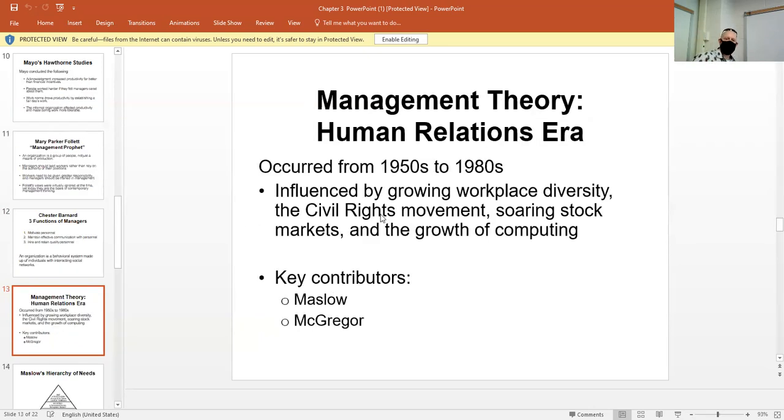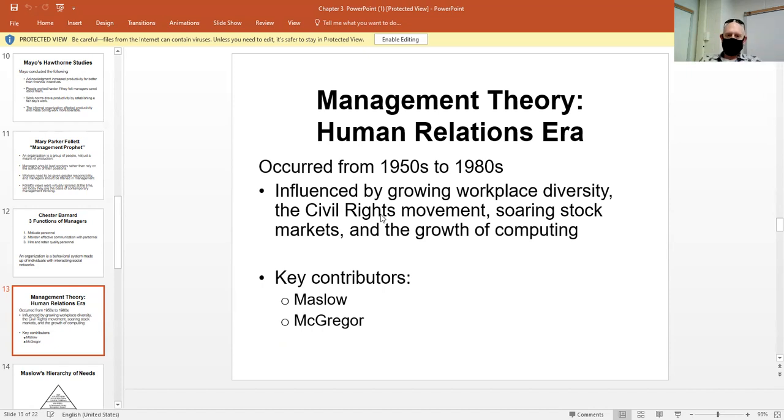Human relations era came from the 50s to the 80s, influenced by growing workplace diversity. How is the workplace getting more diverse? 50s to 80s. It was getting more diverse in a couple ways that come to mind. Yep. Desegregation. Yep. There you go. Ding, ding. If I had candy, I'd throw it at y'all. But I don't. Maybe next time. I've done that at conferences before. It helps keep people awake too.